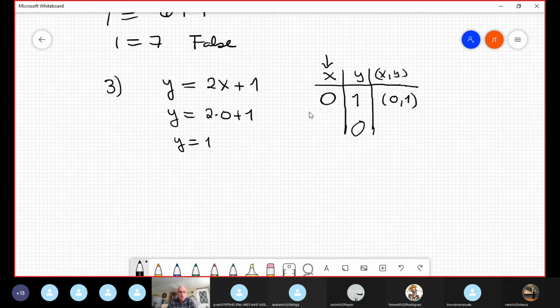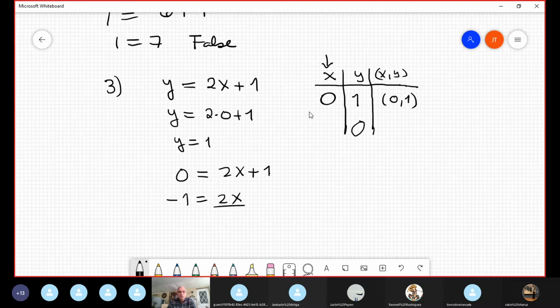And 0 in Y, you put 0 here. 0 is equal to 2x plus 1, and you solve for X. Okay, you move 1 to the right-hand side like a minus.